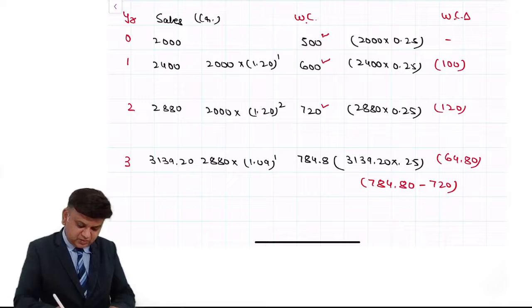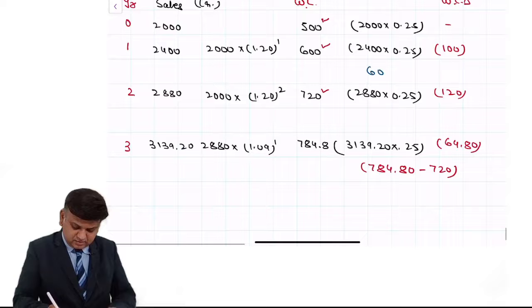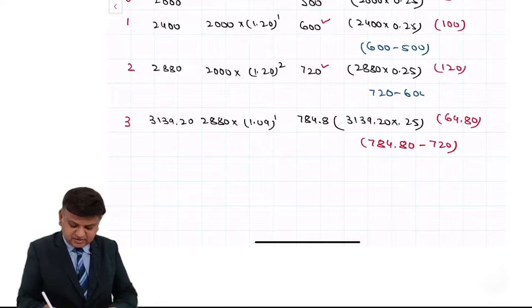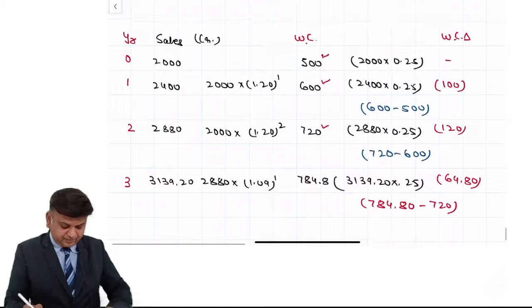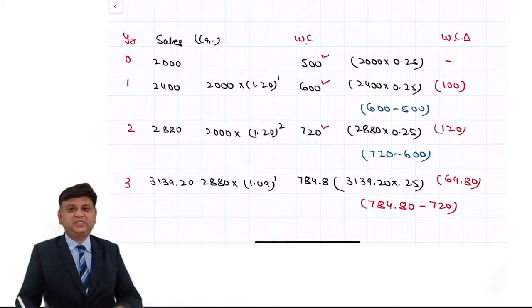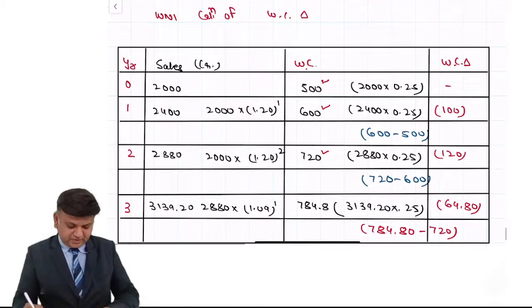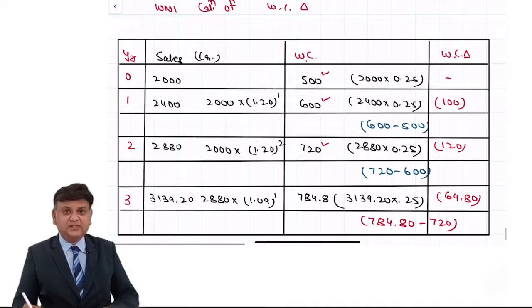So basically this 100 is calculated as 600 minus 500, and 120 is calculated as 720 minus 600. That is the way working capital change is calculated from end of year 1 to end of year 3. So that is the working capital change. That is the first working note.